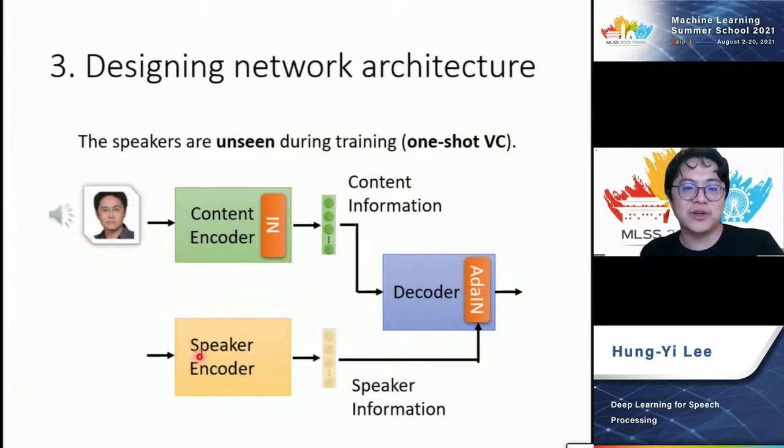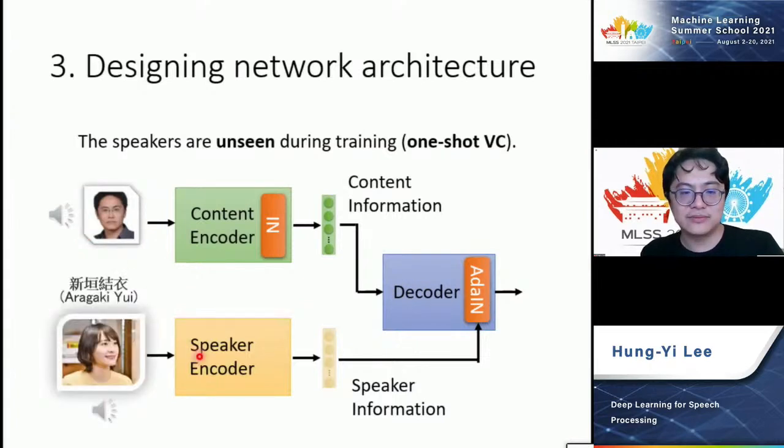And this is the input of the speaker encoder. This is the voice of Yui, and I'm not sure what she's talking about. Then the content encoder will extract the content from my voice, and the speaker encoder will extract the speaker characteristics from Yui's voice, then put them together. This is what we have. You want to study PhD? So Yui used her voice to ask whether you want to study PhD.